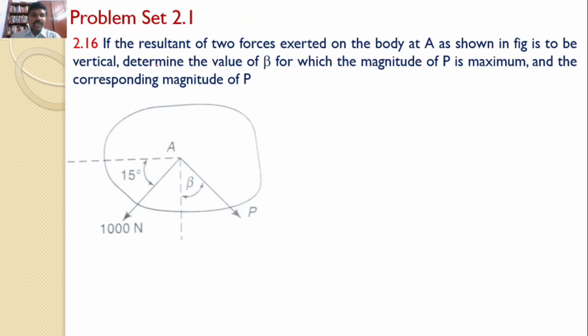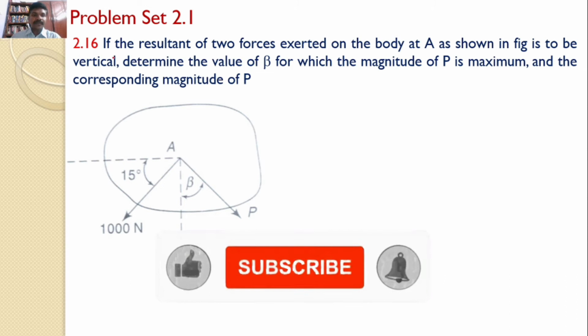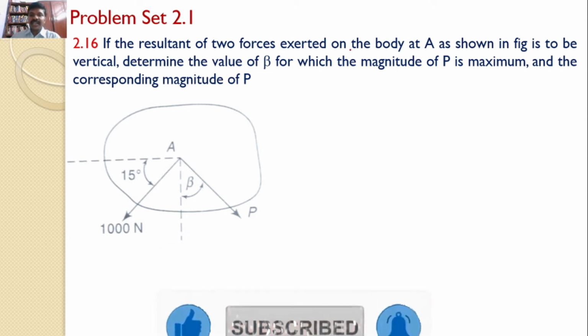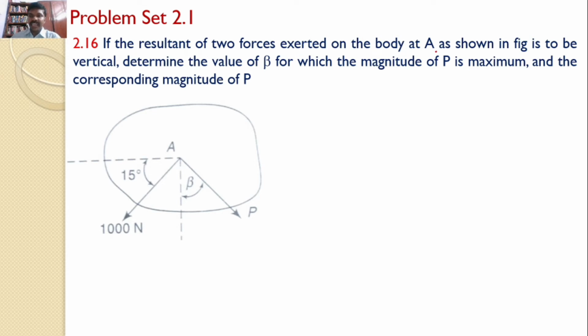In this tutorial, we will solve problem set 2.1, problem number 2.16. If the resultant of two forces exerted on the body at A, as shown in the figure, is to be vertical, determine the value of beta for which the magnitude of P is maximum and the corresponding magnitude of P.